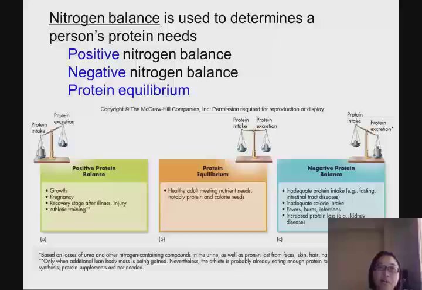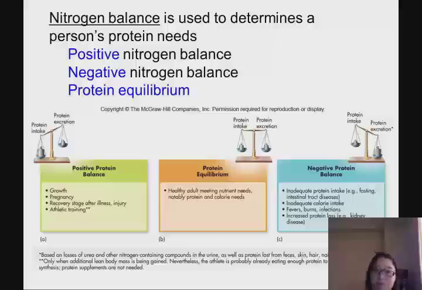That's why the body is trying to retain the protein intake and lower the protein excretion. That's why they are in a positive nitrogen balance. Some people are going to be in a negative protein balance, which means their protein excretion is higher than protein intake. Who are those people?